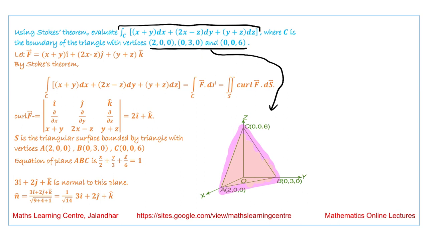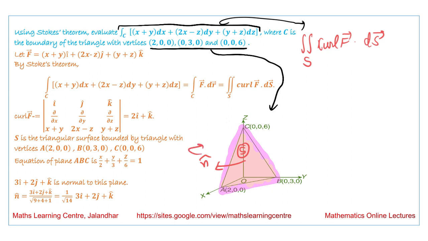So by Stokes' theorem, this value is the double integral over S of curl of F vector dot dS vector, where S is this surface. So dS vector will be normal to this surface, n cap. To calculate this normal, we require the equation of this plane, and the equation of this plane is given by x by 2 plus y by 3 plus z by 6 is equal to 1.